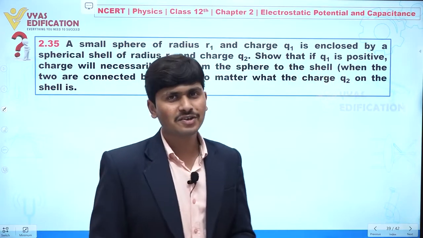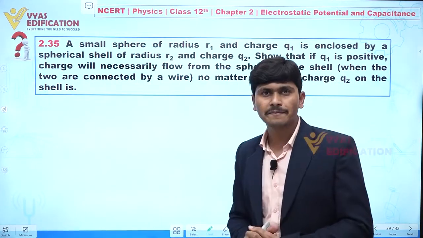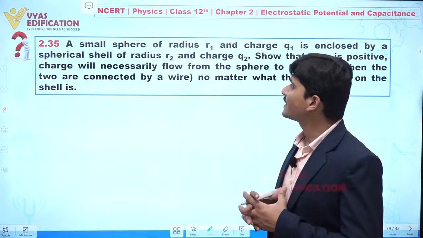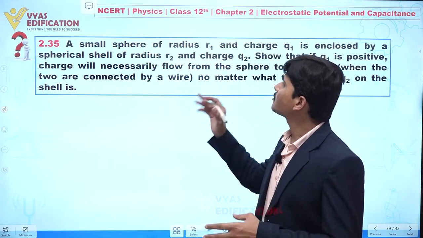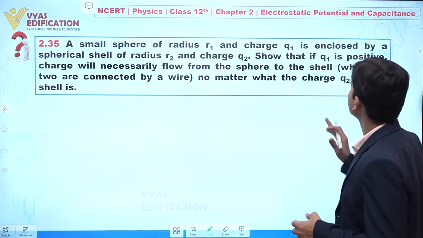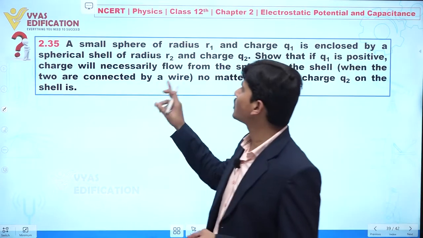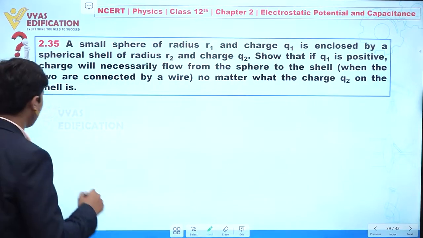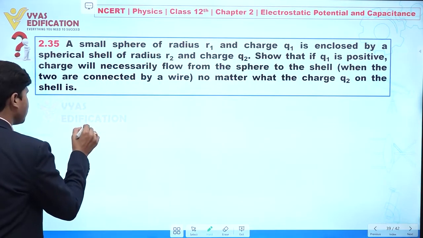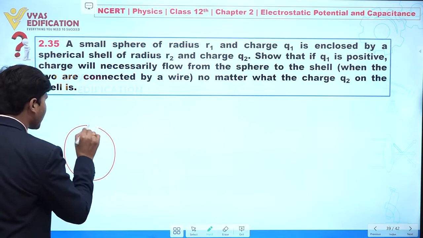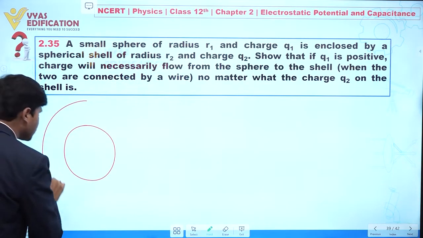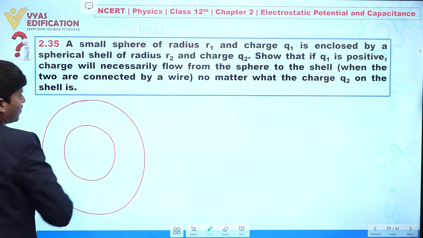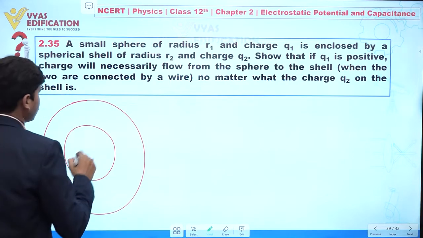Now we are going to discuss question number 2.35. In this question it is given that a small sphere of radius r1 and charge q1 is enclosed by a spherical shell of radius r2 and charge q2. Let's suppose this is a spherical surface, and we have this other spherical surface also.